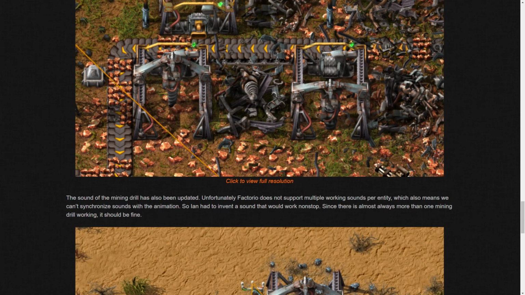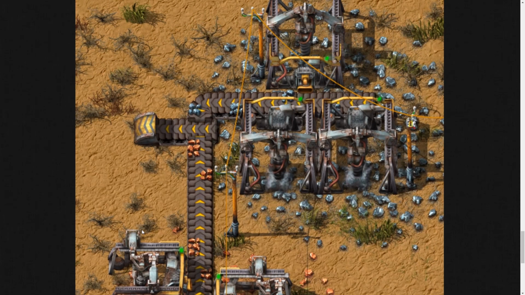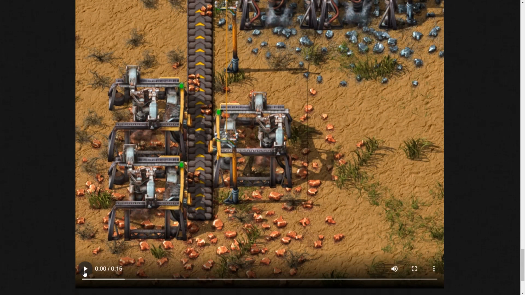So the sound of the mining drill has also been updated. Unfortunately, Factorio does not support multiple working sounds per entity, which also means we can't synchronize sounds with the animation, which is a bit unfortunate. So because of that, Ian had to invent a sound that worked non-stop. Since there's almost always more than one mining drill around, it should be fine. So I'm going to go ahead and play this video here right now.